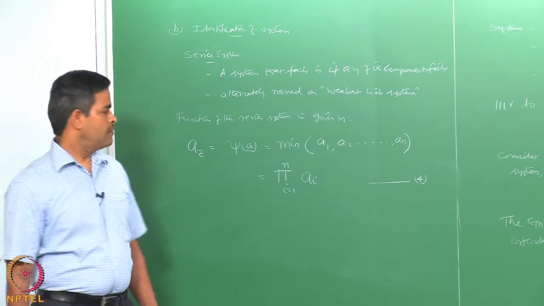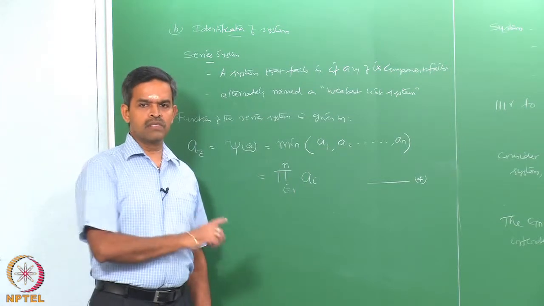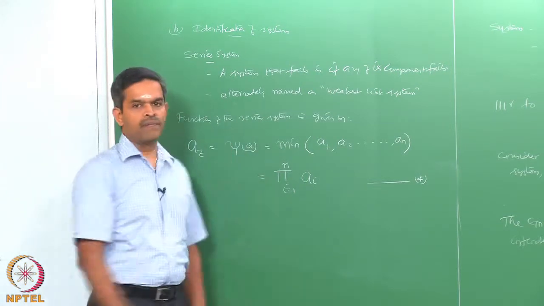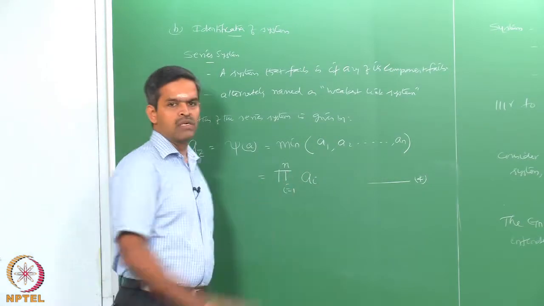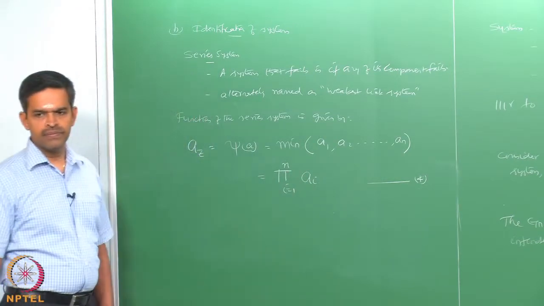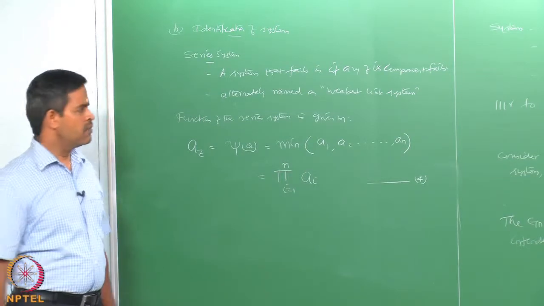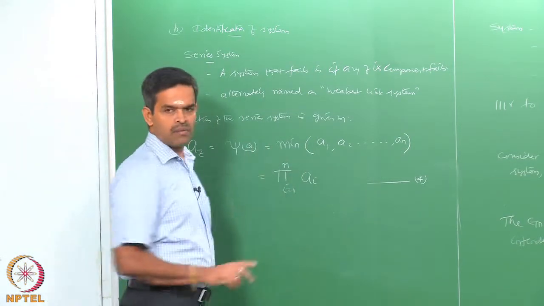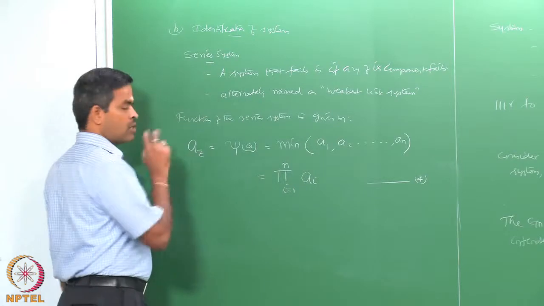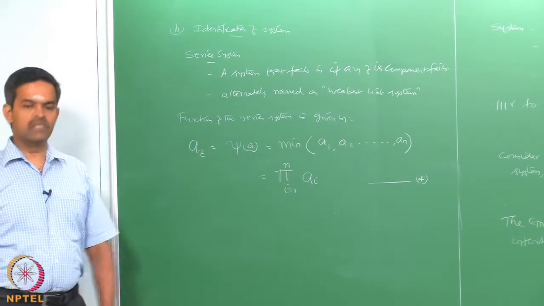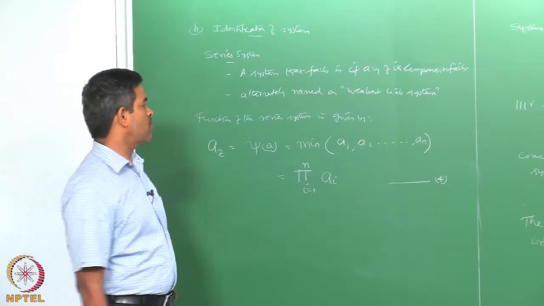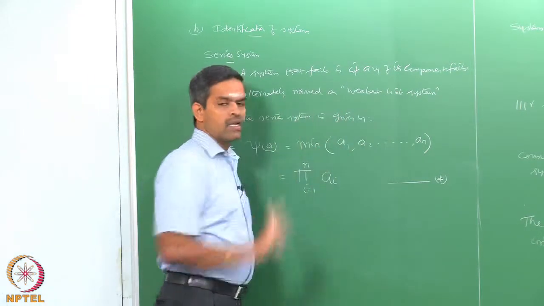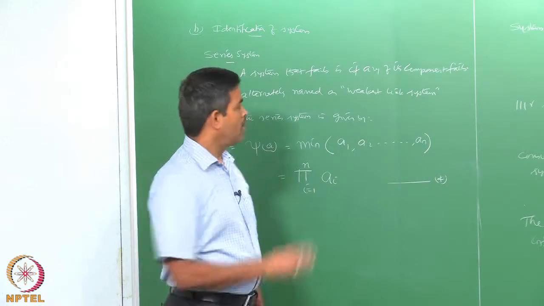Clearly, if any one component in this series system fails, then the product term in this equation will become 0, which amounts to the system failure. Such systems are called series systems, which are otherwise called weakest link systems.